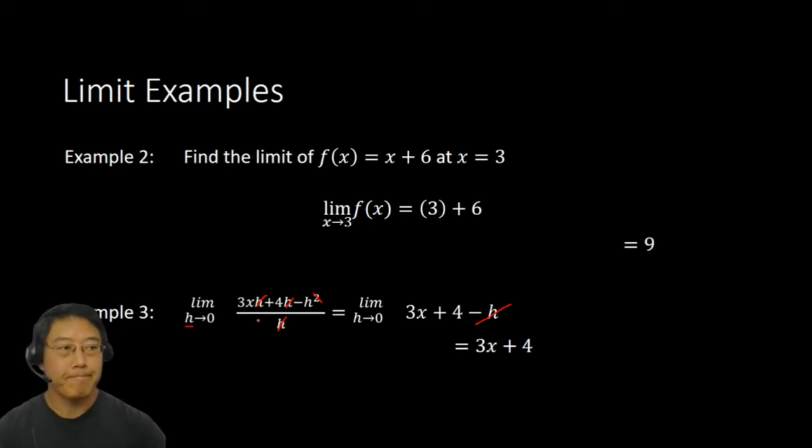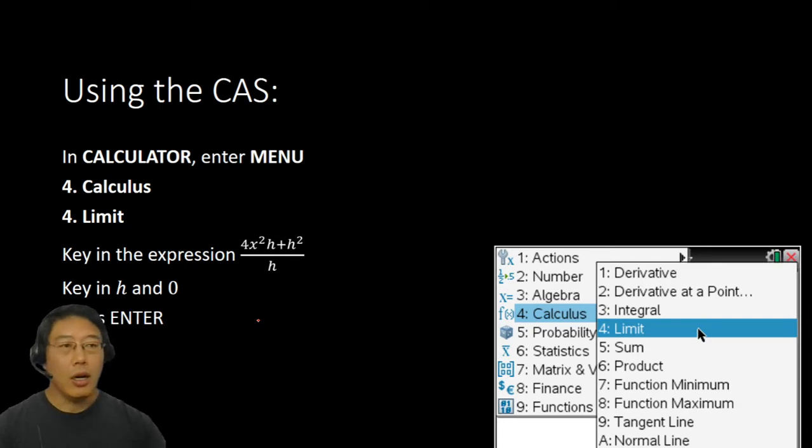Okay, on your CAS calculator, you can go through that. It's in the worked example as well. Under menu 4.4, you have your calculus and your limit.